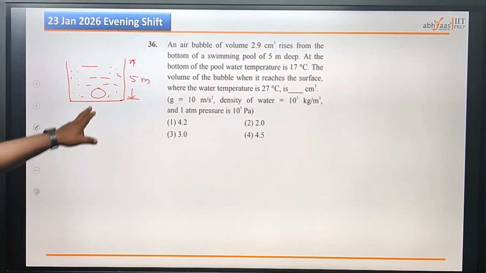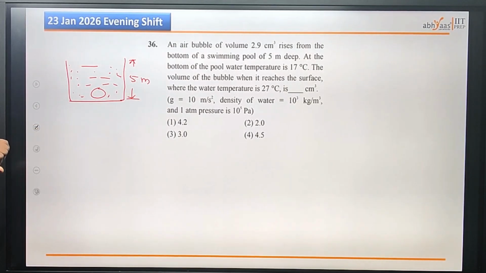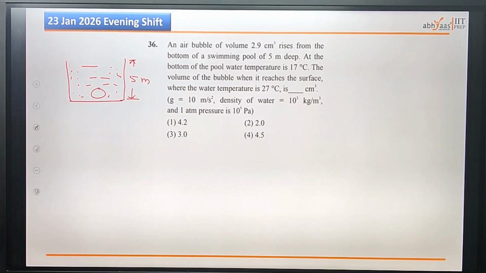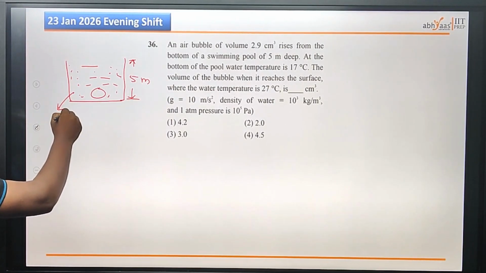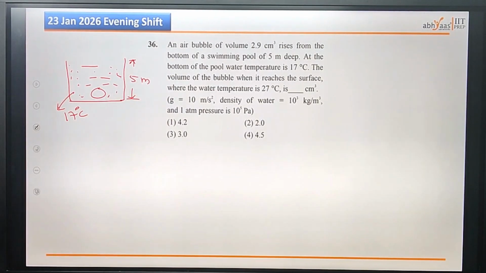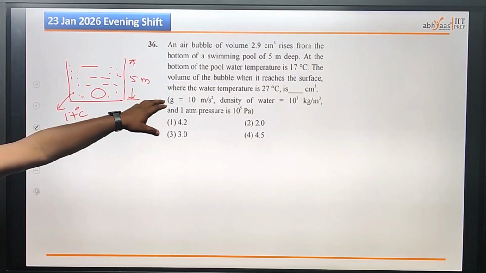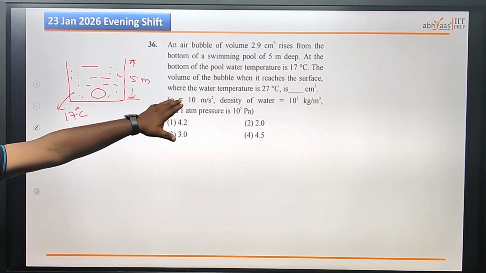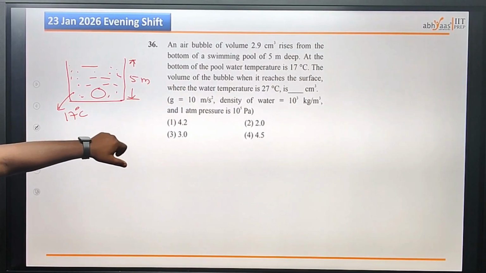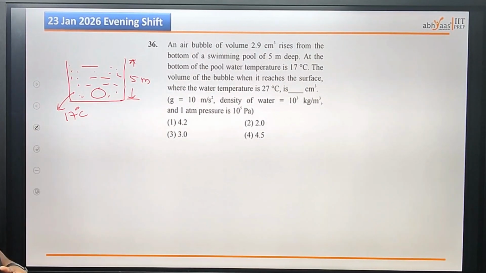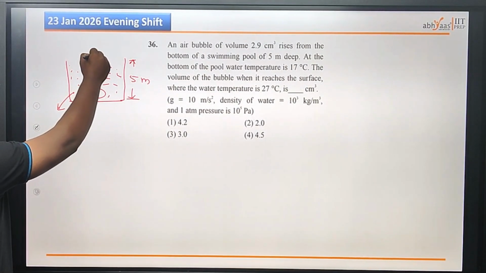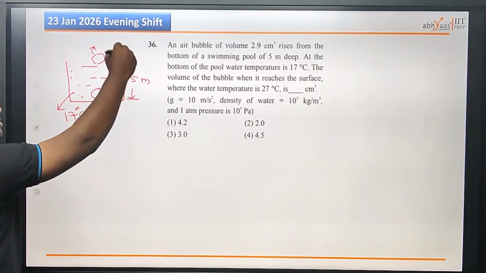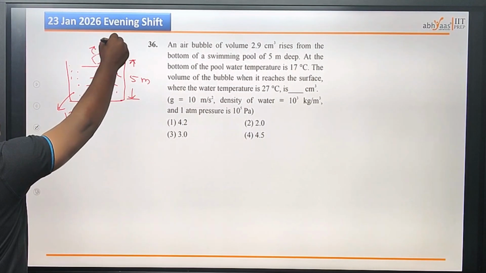Okay. This is our water bubble. At the bottom of the pool, the water is at 17 degrees centigrade. What is the temperature here? 17 degrees centigrade. The volume of the bubble when it reaches the surface, where the water is at 27 degrees centigrade. So you have to find the volume of the bubble when it reaches the final position here, where the temperature is 27 degrees centigrade.